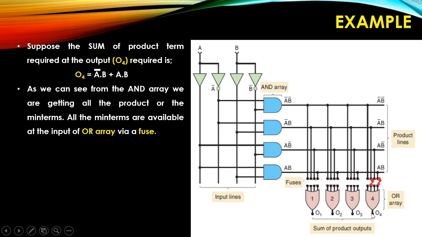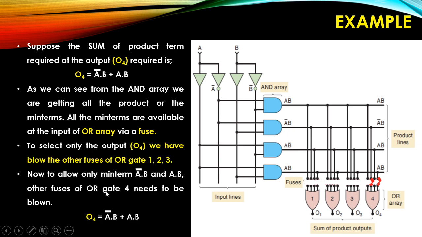So what happens is the O4 OR gate will have only these two min terms available at its input. So at the output we will be able to get this. These are the product terms, and we are getting the sum of products term, which is A bar dot B or A B.